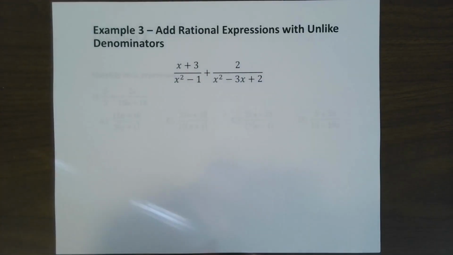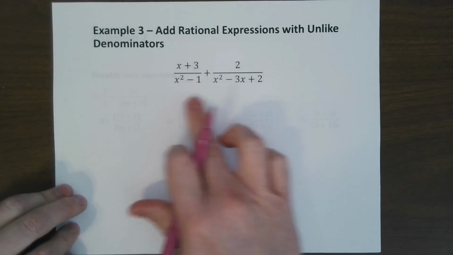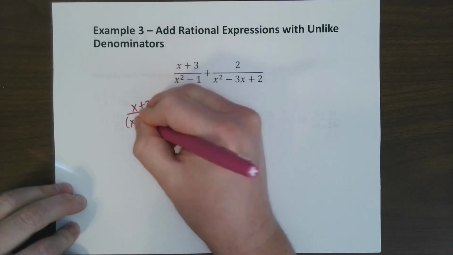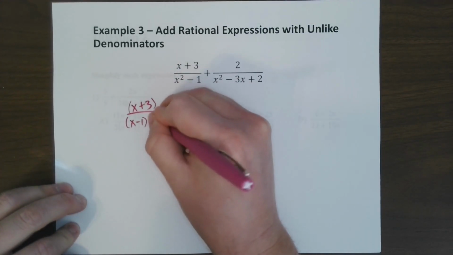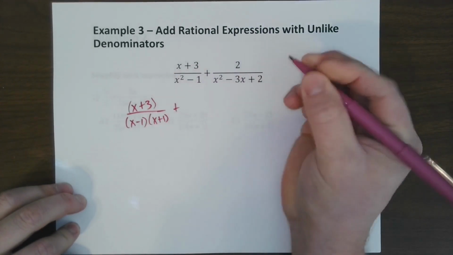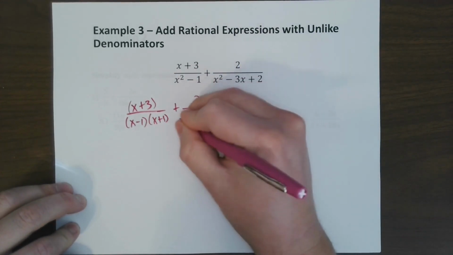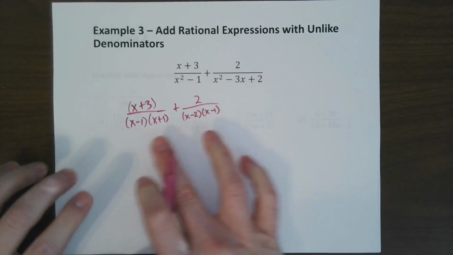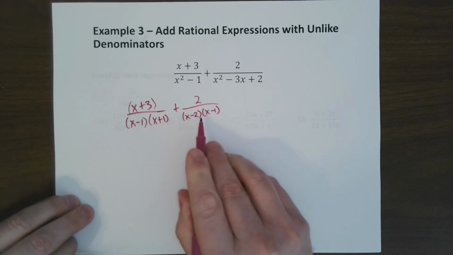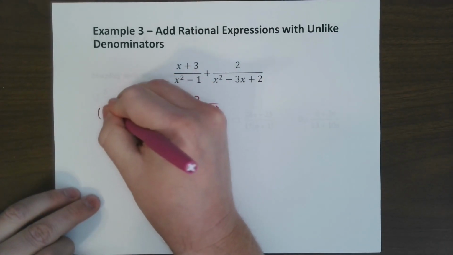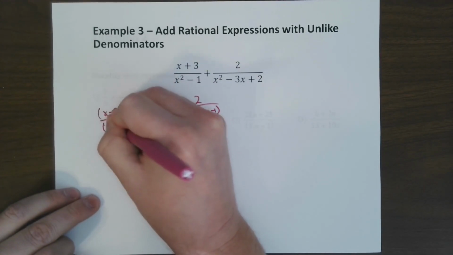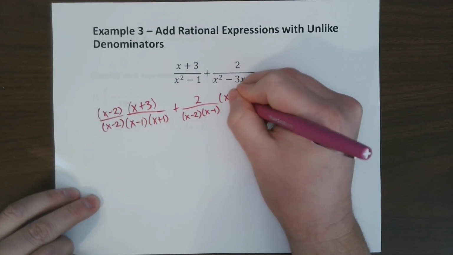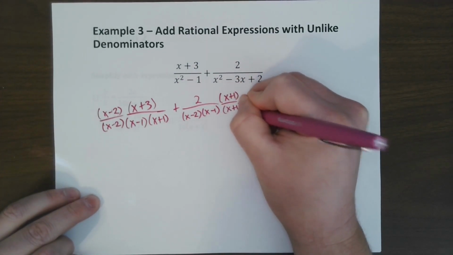So how do we add things with unlike denominators? First, we factor the bottom. So I'm going to go x plus 3 over x minus 1, x plus 1, plus 2 over x minus 2, x minus 1. And now we got to make the bottoms the same. This one is missing the x minus 2, so we're going to multiply this by x minus 2. And then this one right here is missing the x plus 1, so we're going to multiply by x plus 1 on top and bottom.